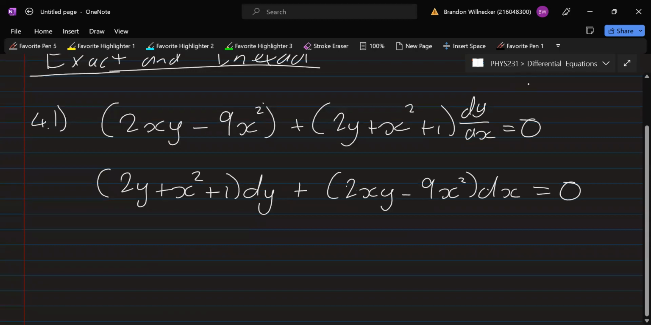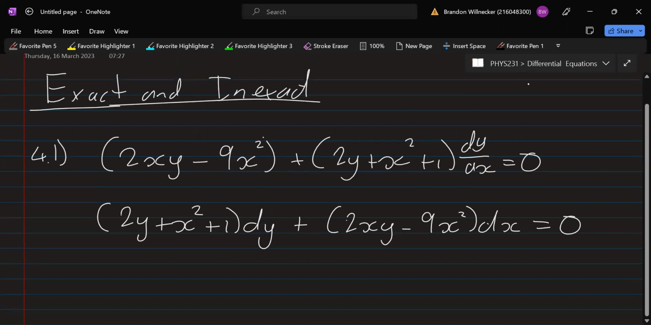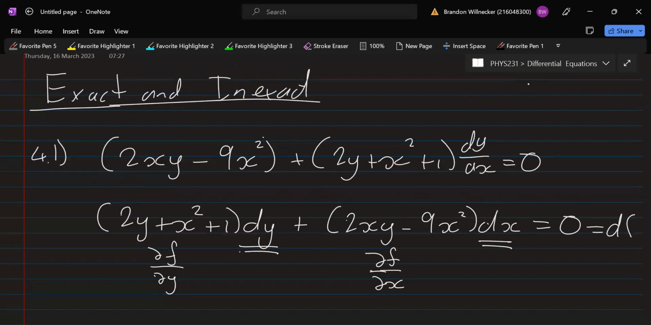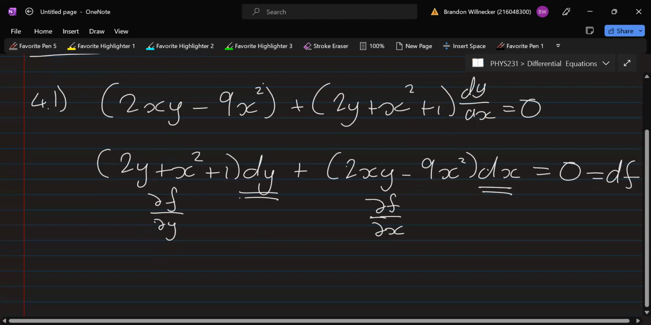Okay, so now we want to check if this is exact or not. The way that we do that is we imagine that this first part, the one with the dy, is df by dy. So we imagine there's some function f such that df by dy gives us this term in front of dy, and df by dx gives us this term in front of the dx. In other words, this whole thing is equal to df, our differential.